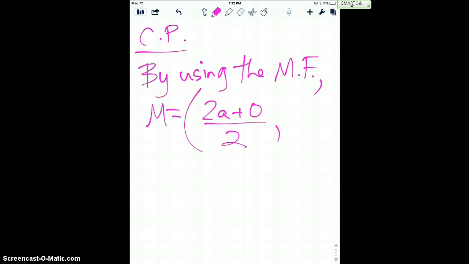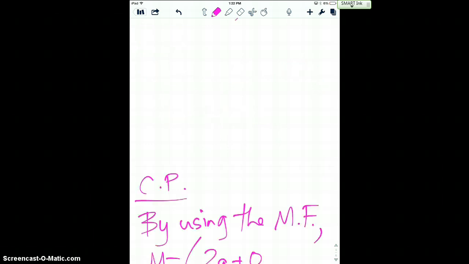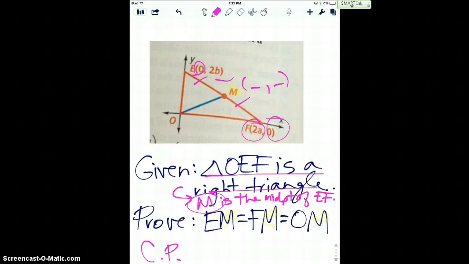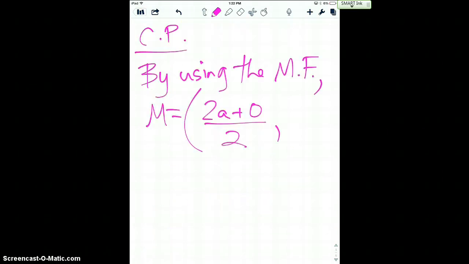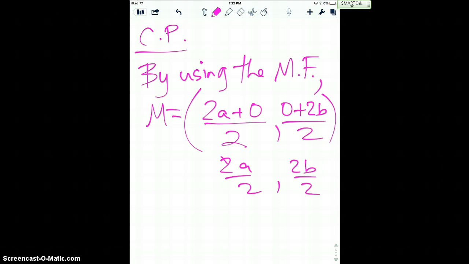My y coordinate of the midpoint is going to be the y coordinates added together divided by 2. And that's 0 and 2b. So I have 0 plus 2b all divided by 2. Now I need to simplify that little mess. And I will end up with 2a over 2 and 2b over 2, which simplifies to just a comma b. So I'm going to say that M is equal to a comma b.